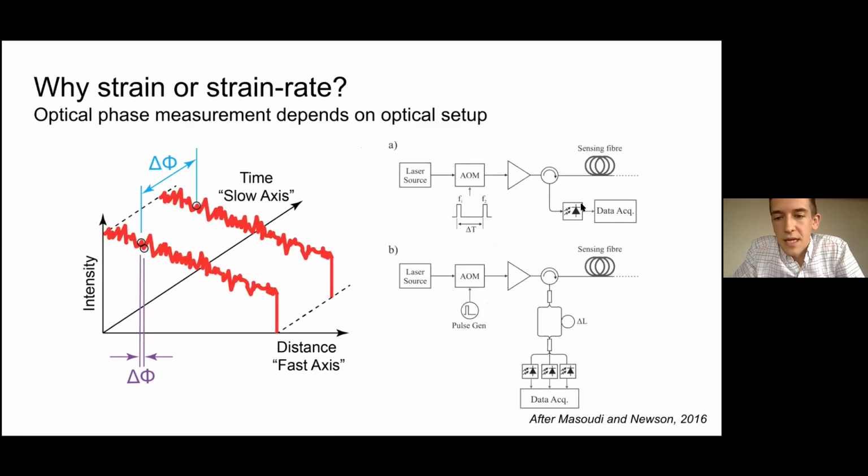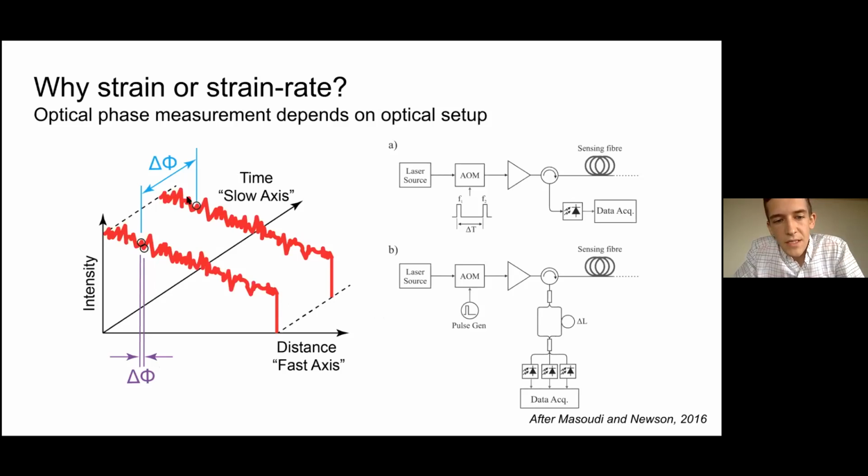So some optic setup, let's just take for granted that some optical setup allows us to measure delta phi along the fast axis, while a different optical setup allows us to measure delta phi between pulses. So if there's some seismic wave that comes into our cable between pulse 1 and pulse 2, we're going to measure delta phi here very quickly. And so that's just going to be a measurement of delta phi at each time step. So that's proportional to strain.